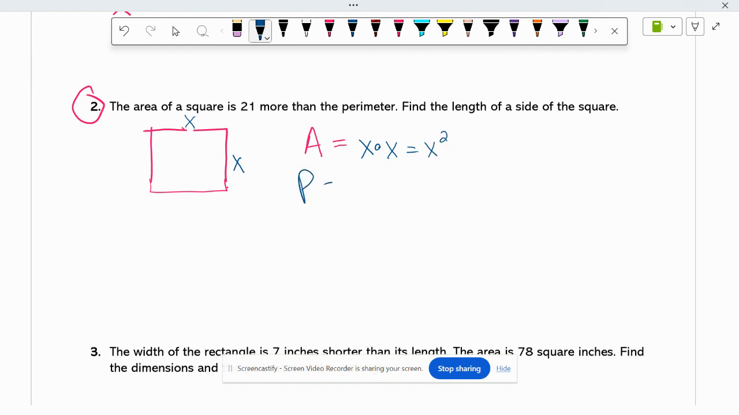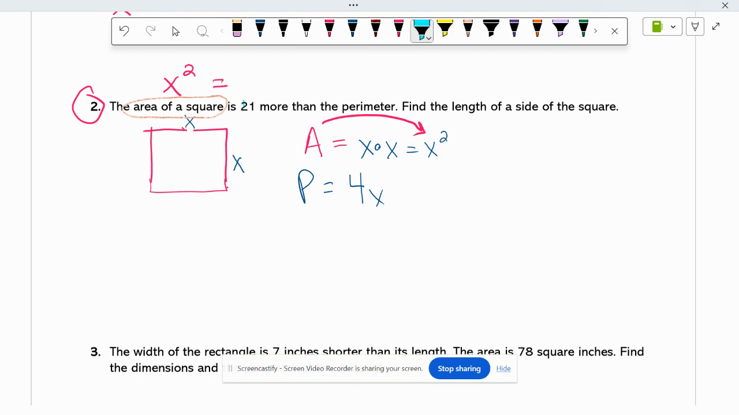What about the perimeter of a square? 4x. Good job. So it says the area of a square. What's the formula or the variable term that we're using for the area of a square? How do I represent the area of the square? You just said it. So x squared is, what does the word is mean in math? Equals 21 more than the perimeter.